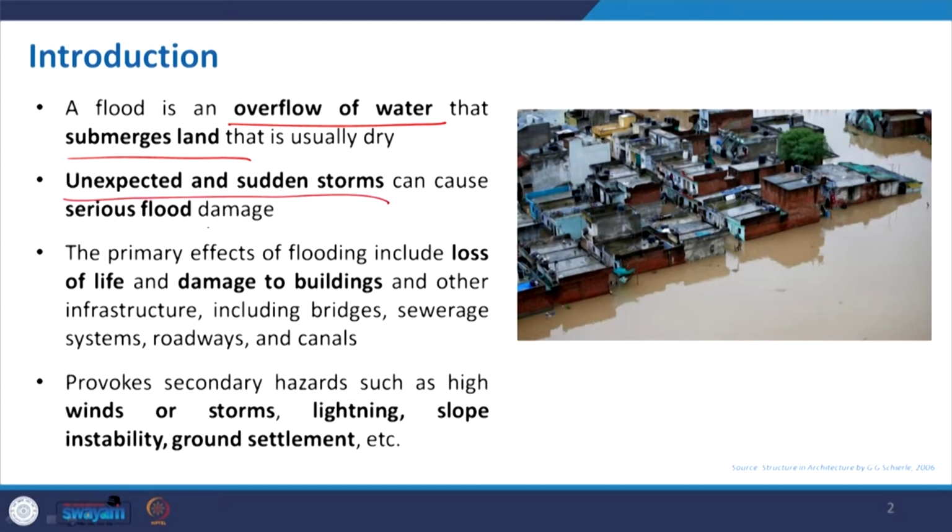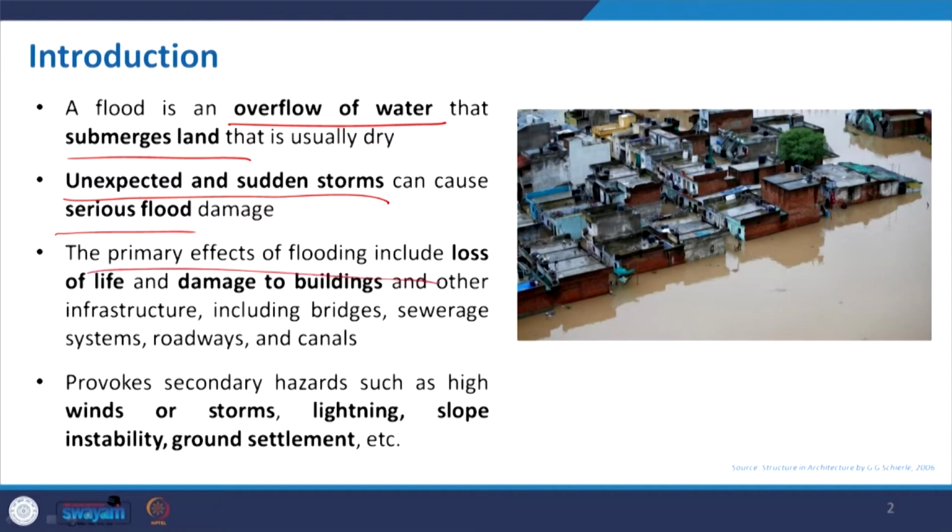An unexpected and sudden storm can also create this kind of situation. And if you search about some flood scenarios in recent times, like Patna in India, it is basically some rain that happened after a long time, and the whole city was badly affected.